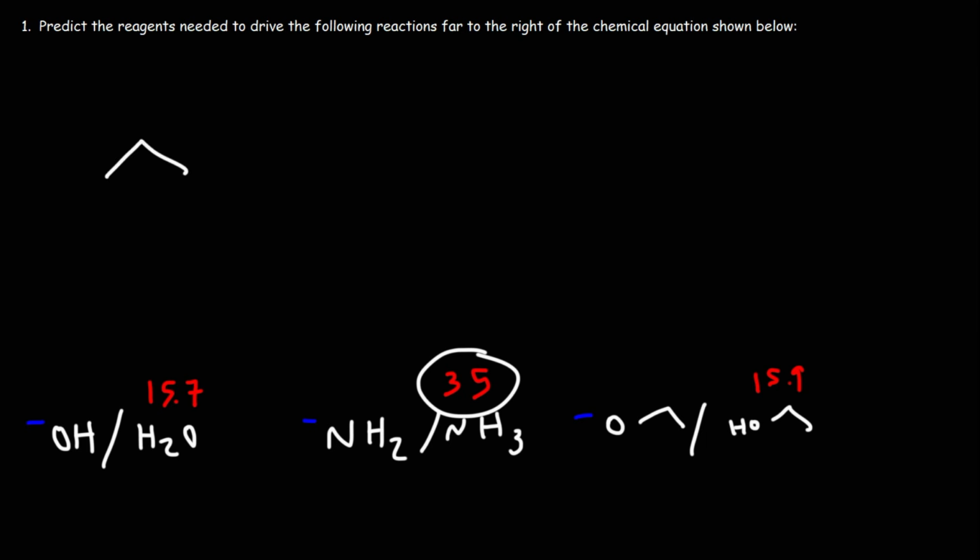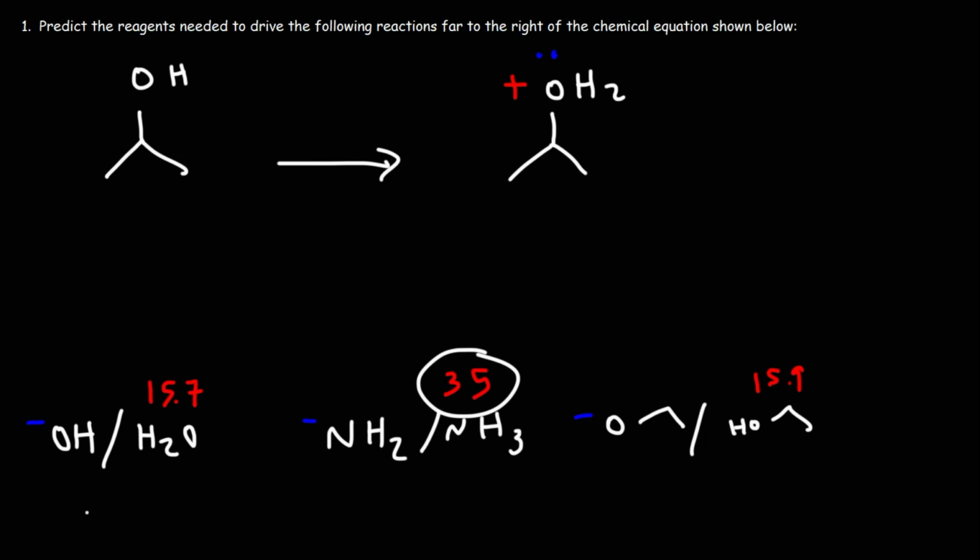So far, we've considered examples where we would use a strong base to deprotonate an acid. But what about using a strong acid to protonate a base? In this case, let's say we want to protonate an alcohol to create this product. What type of acid do we need to get the job done? To really drive the reaction to the right.